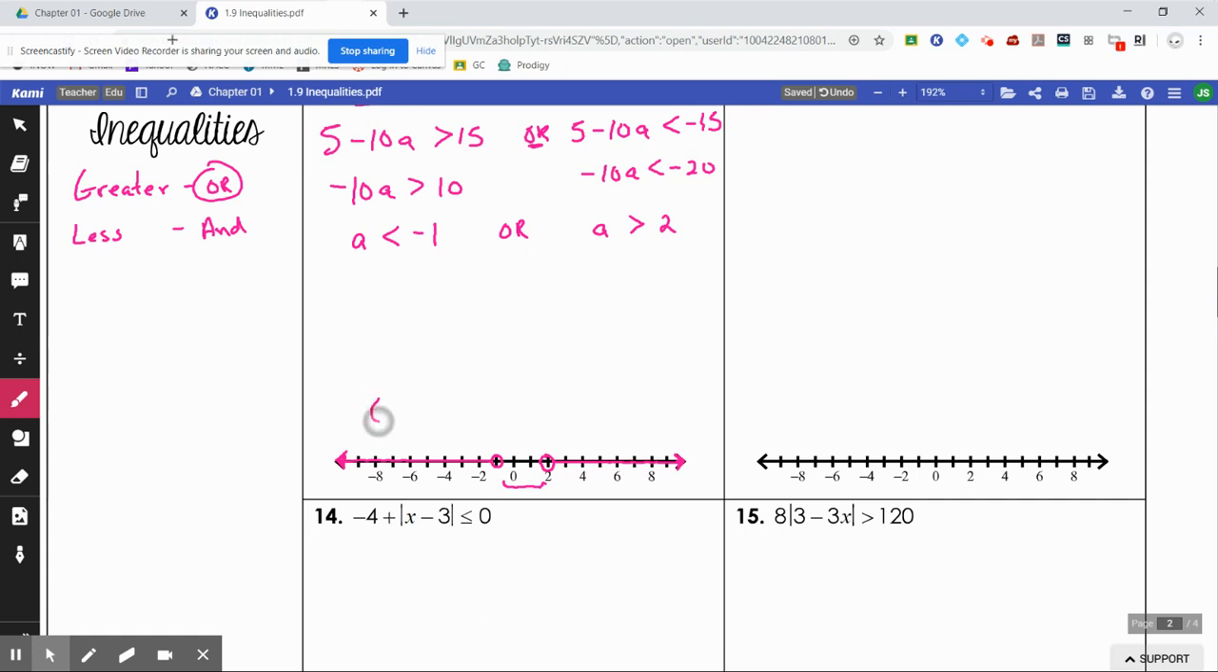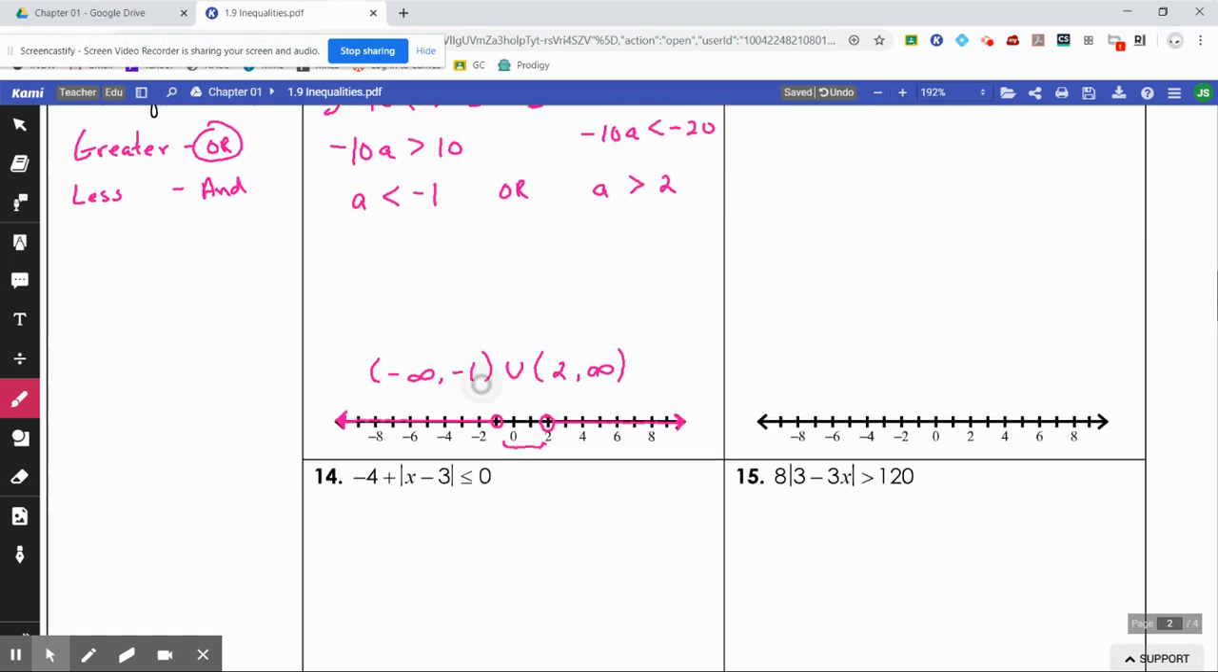So let's write this in interval notation. Any value from negative infinity up to negative 1, not including negative 1, or any value from 2 to infinity. That's going to be your solution in interval notation. Or set builder notation would be the set of all a values here such that a is less than negative 1. Pretty much I'm just copying this up here. Or a is greater than 2. So there's all your different answers.